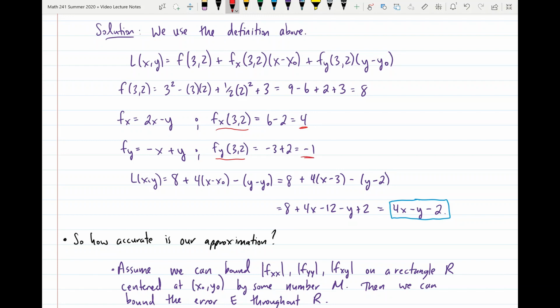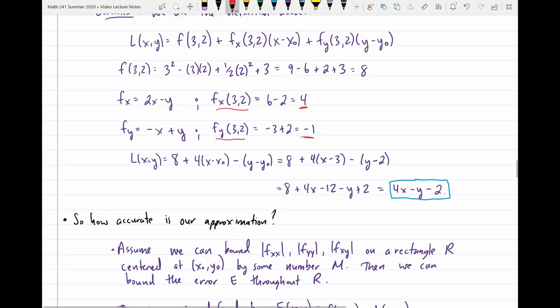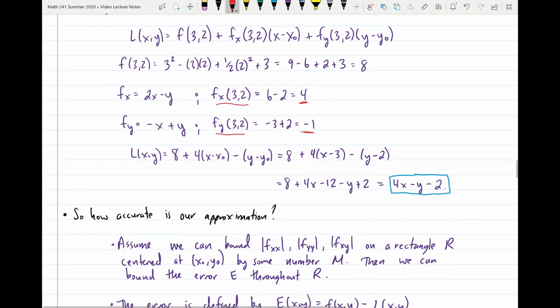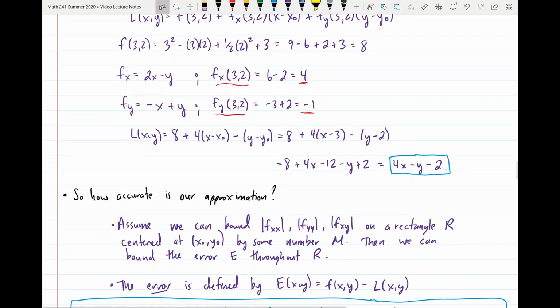And if we evaluate the partial derivative with respect to y at the point (3, 2), we get -1. Now we can take these values and plug them back into the formula that gives us the function L of x, y. Ultimately, after doing some algebra, we find that the linearization is equal to the function 4x minus y minus 2, which I have listed down here.